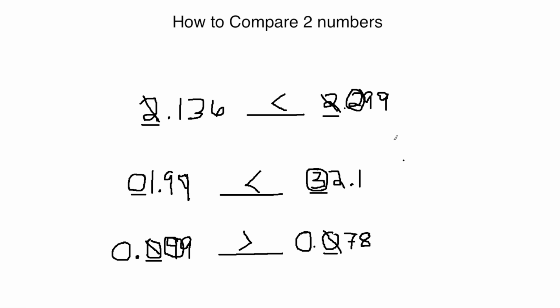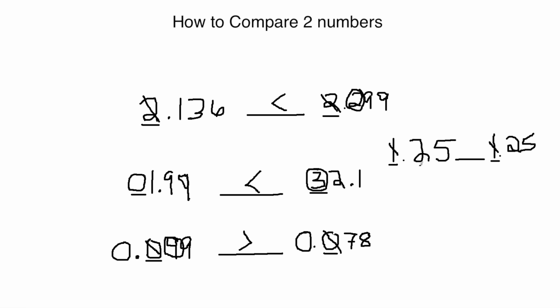What happens if we have 1 and 25 hundredths compared to 1 and 25 hundredths? Again, look at the greatest place value, the farthest digit to the left. This one has a ones place, and this one has a ones place. They both have a digit of 1 in the ones place, therefore they are equal.